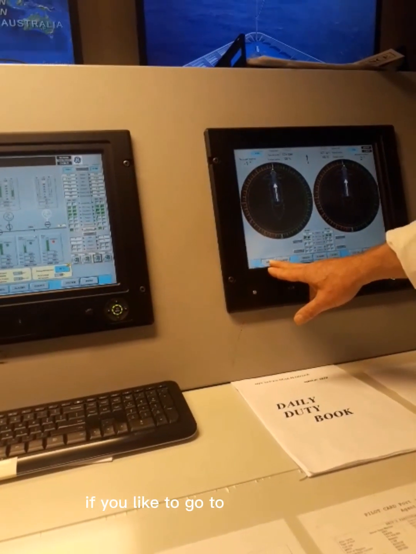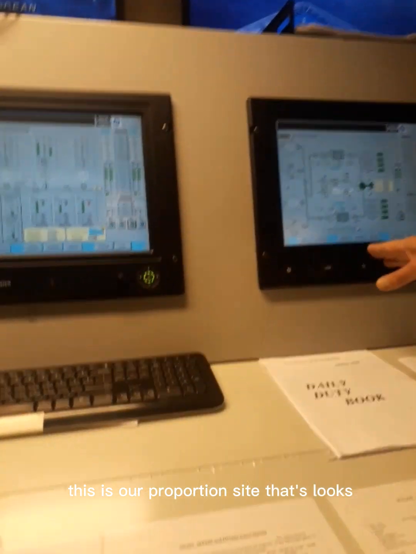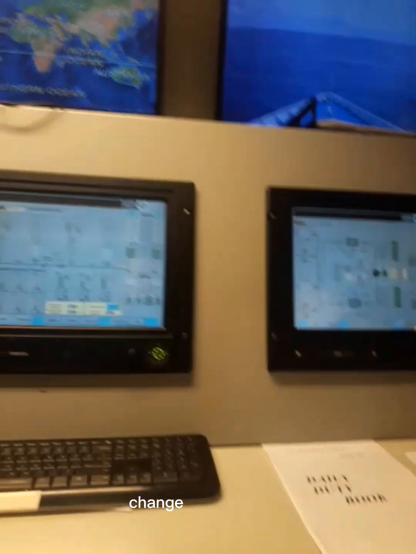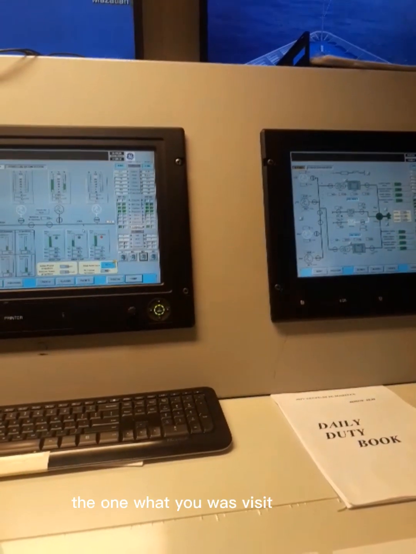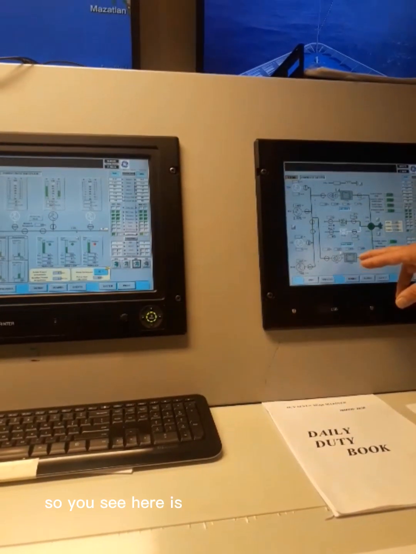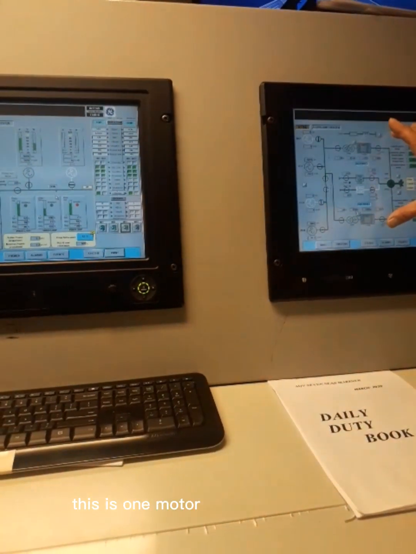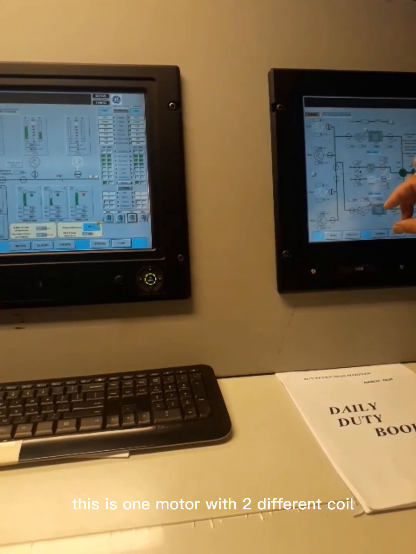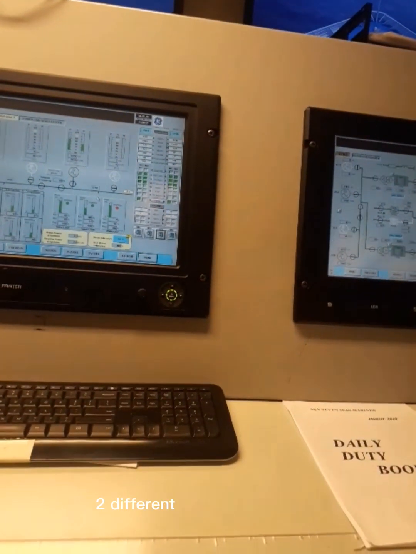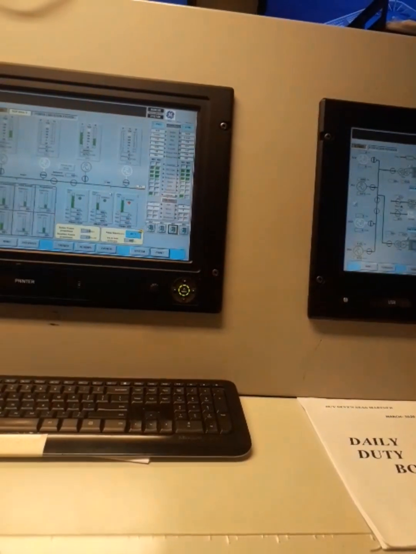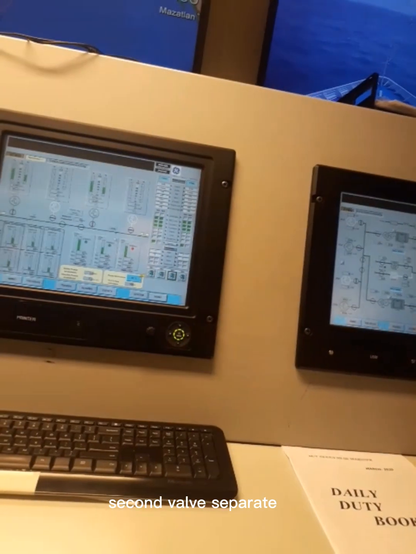If you would like to go to the propulsion side, this is our propulsion side. Let's look. See, forward. To change, you push starboard. This is our propulsion, the one you visited over there. So you see, here it is very visible how the electrical motor on the propulsion is done. This is one motor with two different coils, all right? Two different stator windings, two different controls for each half. So you can control one half separately, the second half separately. Okay?